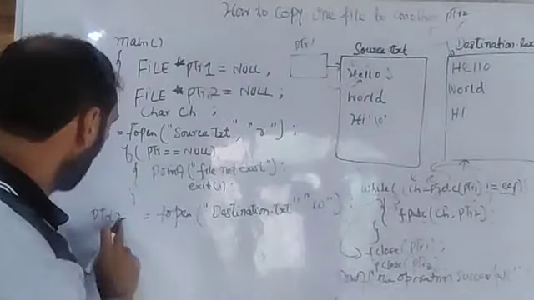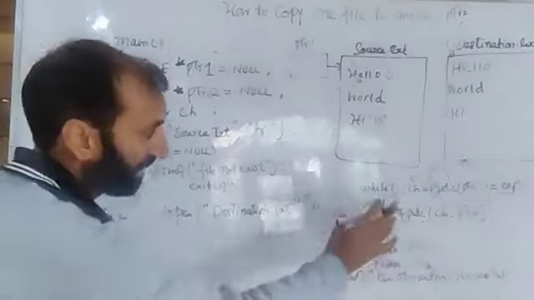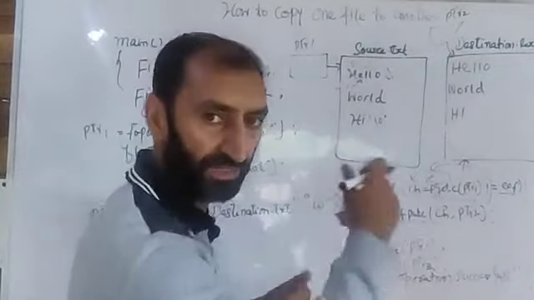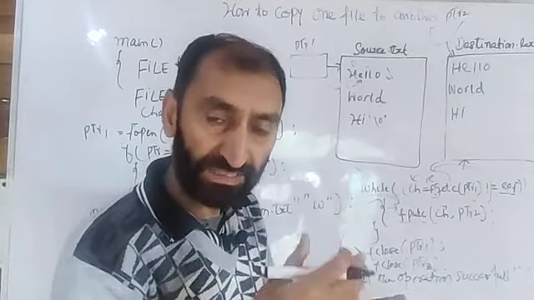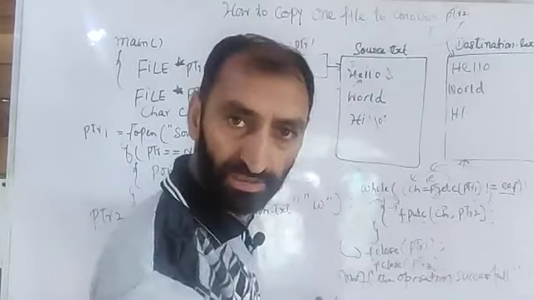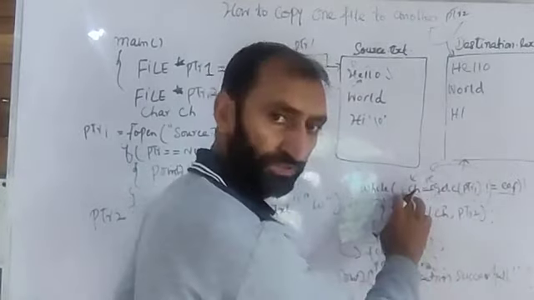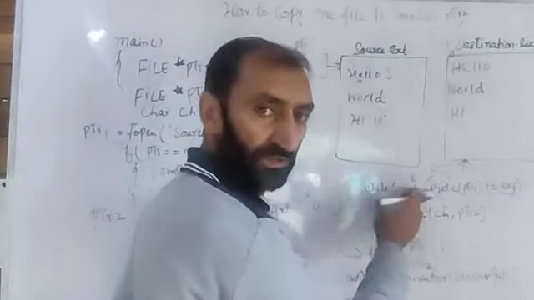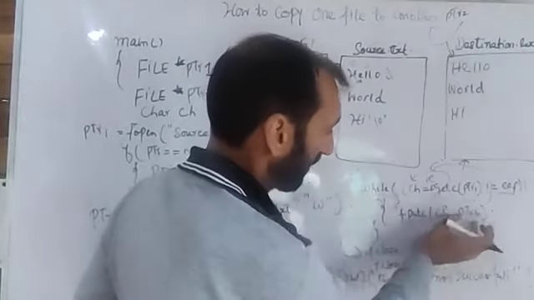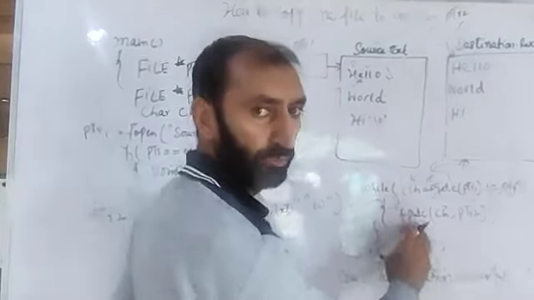So here I have opened this destination file in the w mode, and obviously after that we want to read these characters character by character. For reading the contents of the file character by character, we use this fgetc function, and whatsoever characters are read are stored in ch, and that character is written onto this destination file, because ptr2 is pointing to the destination file, by using this fputc function.